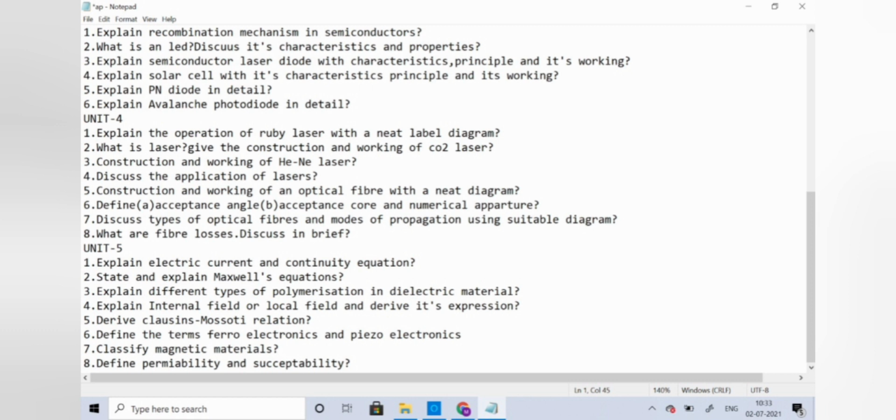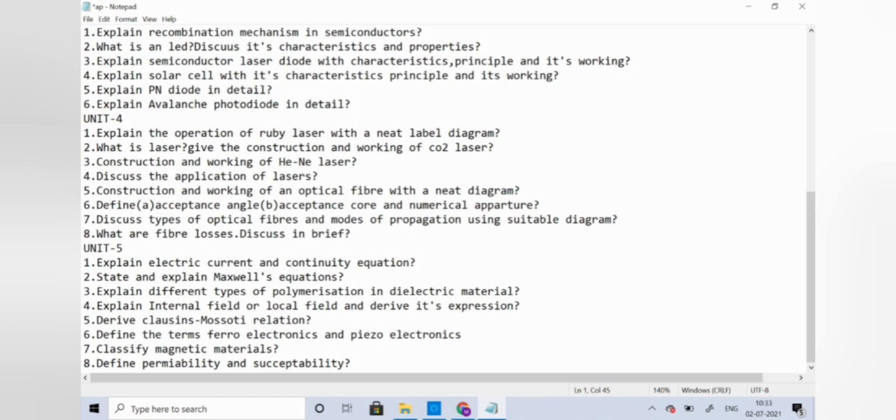Next, fifth one, construction and working principle of an optical fiber with a neat diagram. Yes, optical fiber is very important and it is used in communication. So if you go through it, you will get more interest in that question. So next one, define acceptance angle, acceptance cone and numerical aperture. Yes, if you learn these three terms, the fifth question, that is optical fiber, will become very easy for you. So first go through the sixth question and next go through the fifth question.